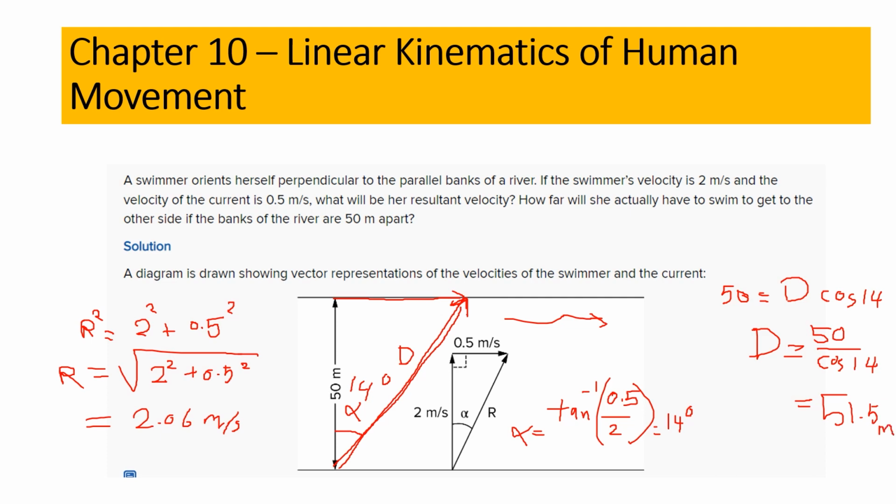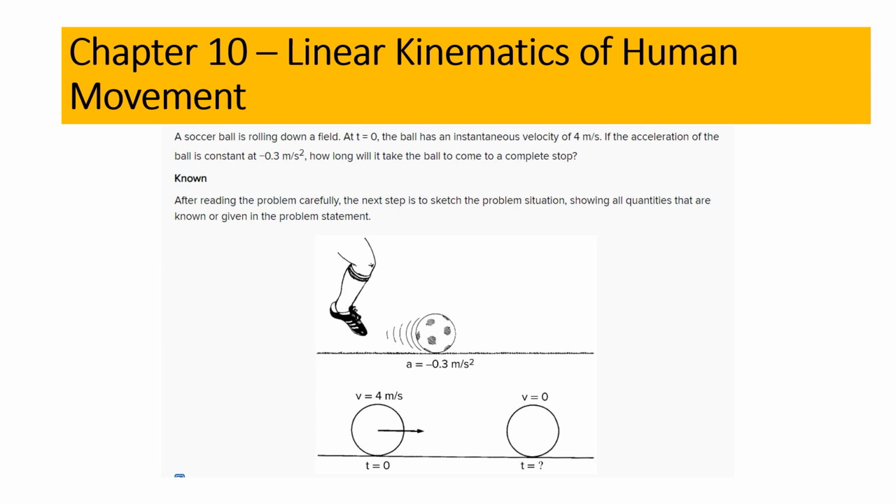Alrighty, next one. Let's go quickly with those. We have a soccer player. A ball is rolling down the field. At time equals 0, the ball has an instantaneous velocity equal to 4 meters per second. So at time equals 0, at the beginning, I have a velocity of 4.4 meters per second. If the acceleration of the ball is constant at minus 0.3, what does that mean? Minus.